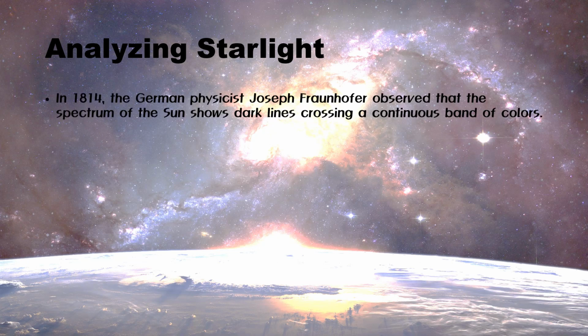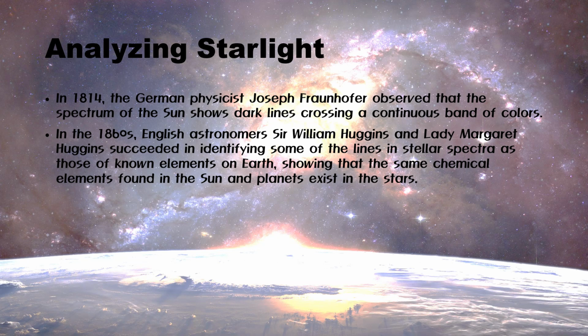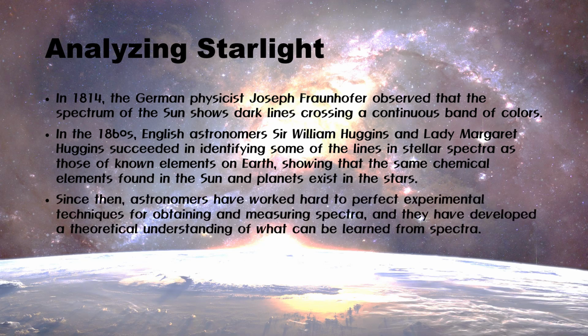In 1814, the German physicist Joseph Fraunhofer observed that the spectrum of the sun showed dark lines crossing a continuous band of colors. In the 1860s, English astronomers Sir William Huggins and Lady Margaret Huggins succeeded in identifying some of the lines in stellar spectra as those of known elements on Earth, showing that the same chemical elements found in the sun and planets exist in the stars.